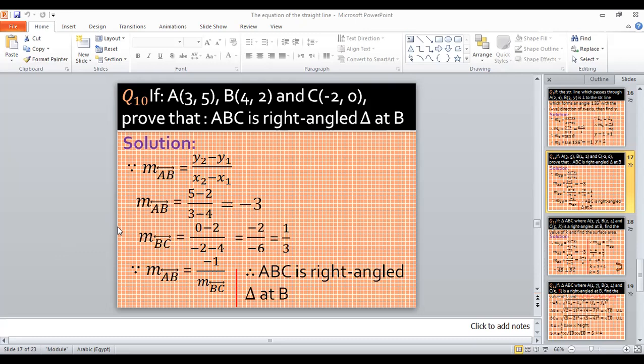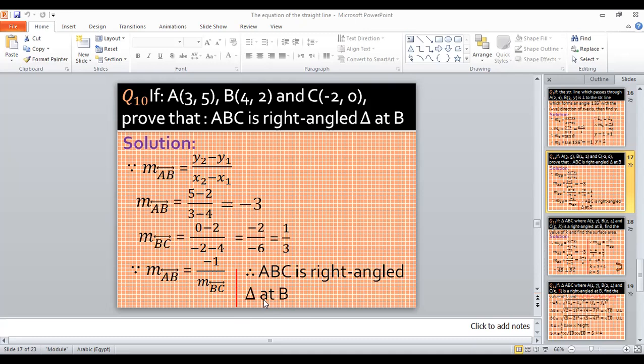By direct substitution, the slope of AB equals (5 minus 2) divided by (3 minus 4), which equals negative 3. In the same way, we can find the slope of BC to prove that AB is perpendicular to BC: (0 minus 2) divided by (-2 minus 4) equals negative 2 divided by negative 6, which equals 1/3. Then we notice that the slope of AB times the slope of BC equals negative 1, or the slope of AB equals negative 1 divided by the slope of BC. Then the measure of angle B equals 90 degrees, which means that triangle ABC is a right angle triangle at B.